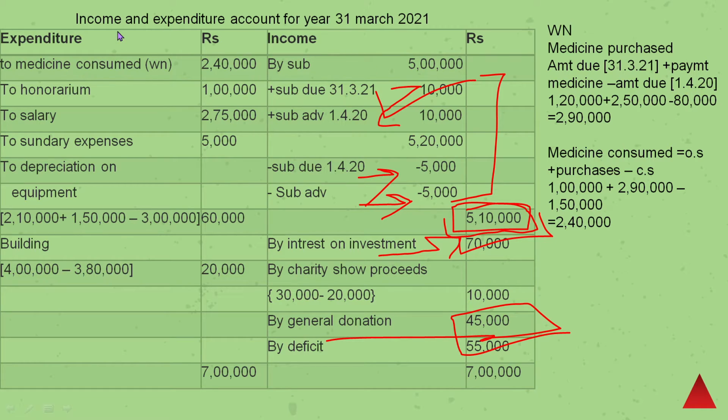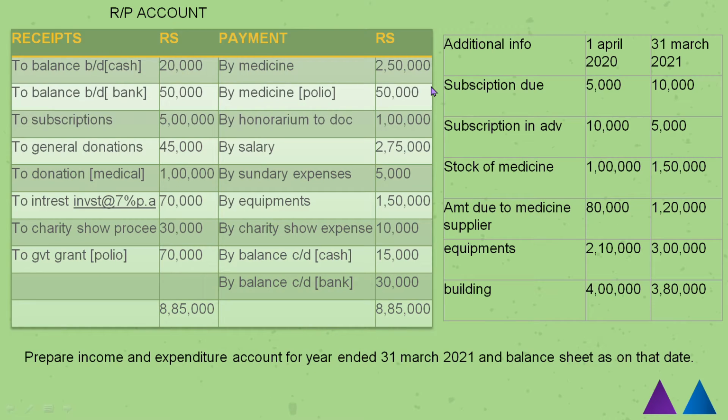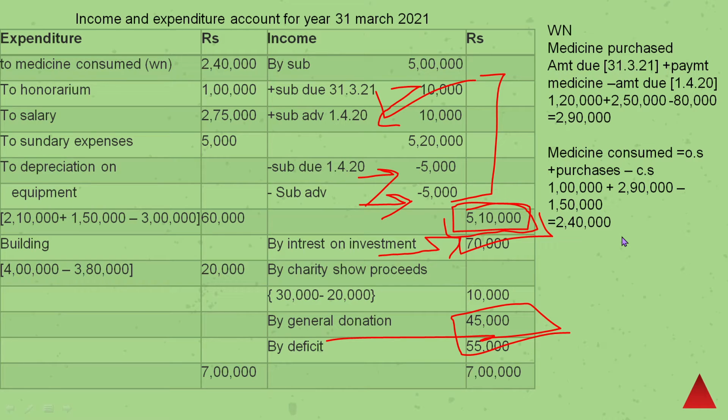Now to get the expenditure side, first let us do all this. Honorarium 1 lakh was given, salary 2,75,000 was given, sundry expenses were given. Now see, medicine consumed was not directly given. But it was written that we got medicines of this much, we had stock of medicine this much, and amount due to suppliers was this much. So we are going to calculate it all the way we learned to calculate the amount of goods consumed or sold.